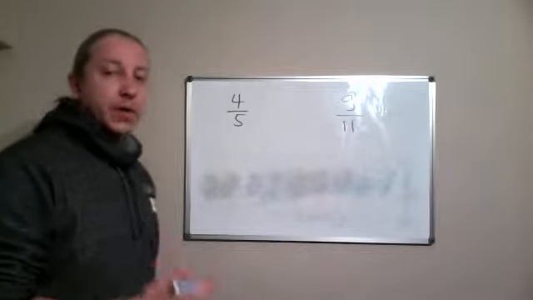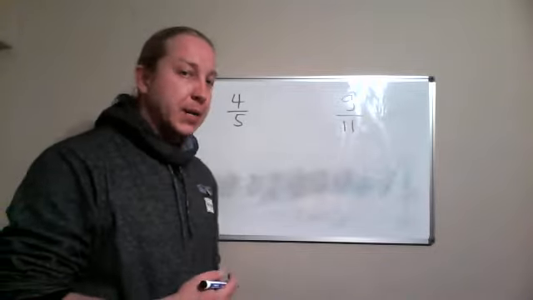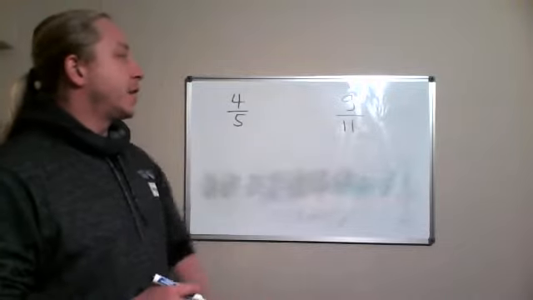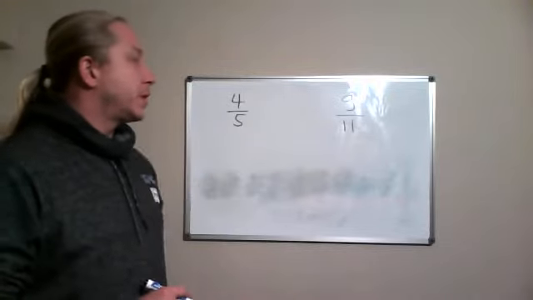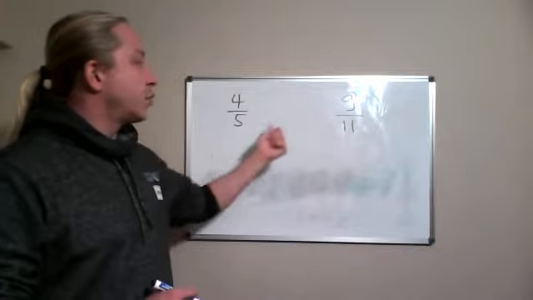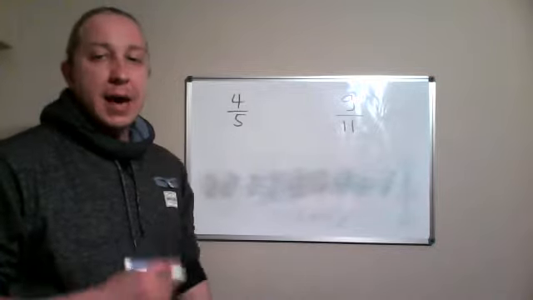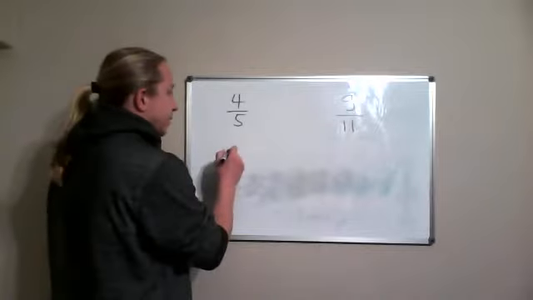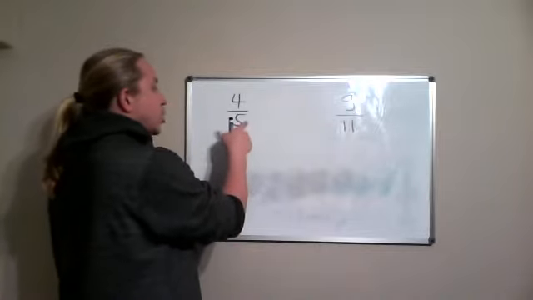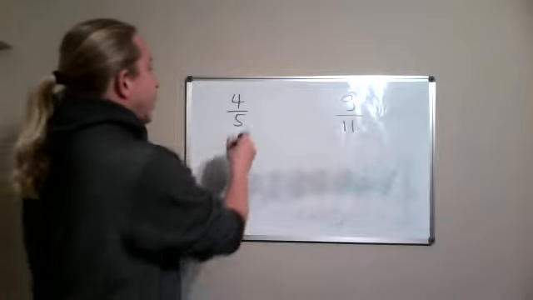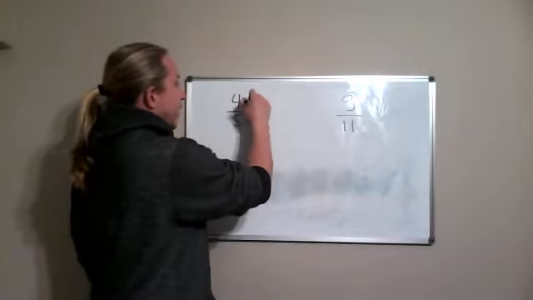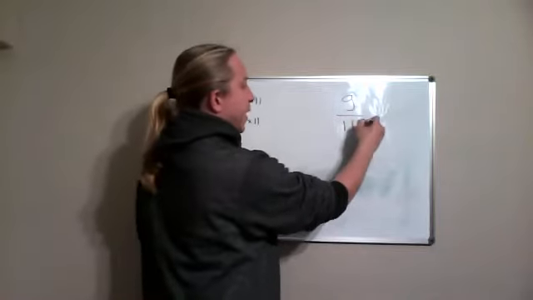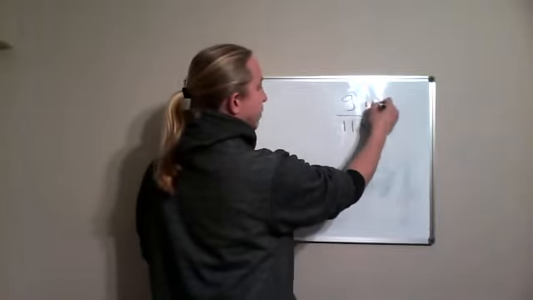Remember, to tell which fraction is bigger, we need a common denominator. So the common denominator between 5 and 11, both of these are prime numbers. I would say the easiest way is to multiply them together, and we get a denominator of 55, because 11 times 5 is 55. So how do we turn this 5 into a 55? Well, we times by 11. Here, to turn this 11 into a 55, we times by 5.